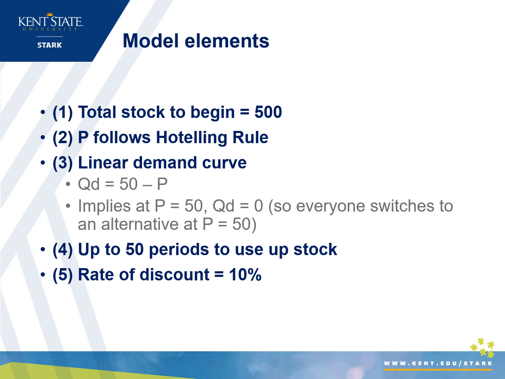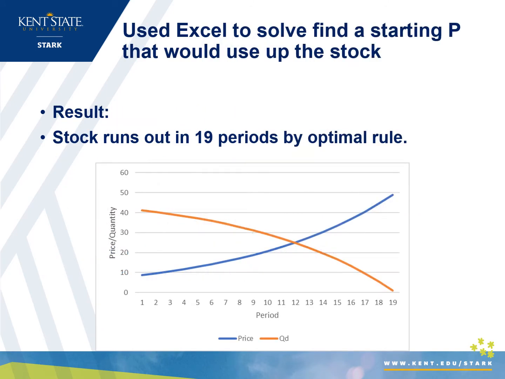And so once we have all of these assumptions in place, really the only thing we have to do is figure out what the starting price is going to be that is going to use up this quantity of 500, while following the linear demand curve in each period. Right, so I used Excel to go ahead and solve for that initial price that would use up the stock. It's actually a fairly easy tool to use.